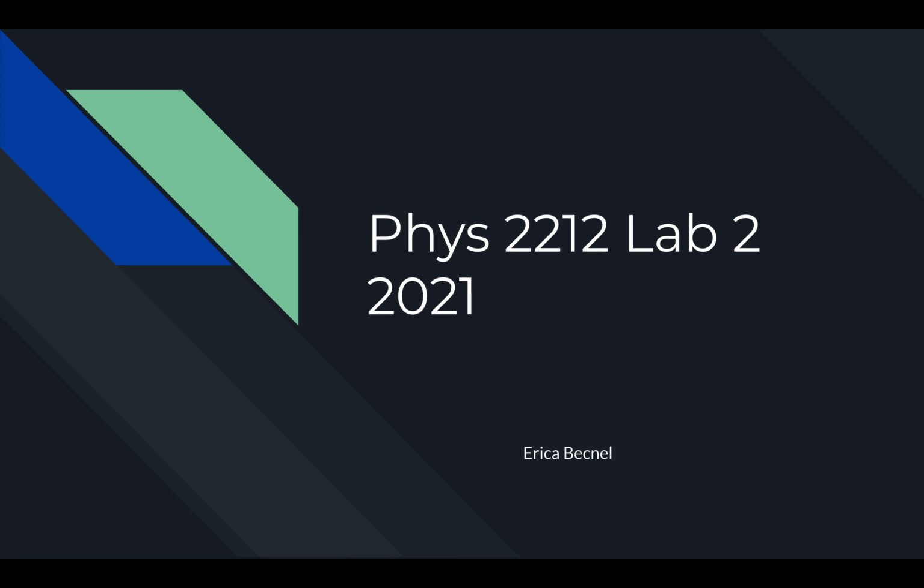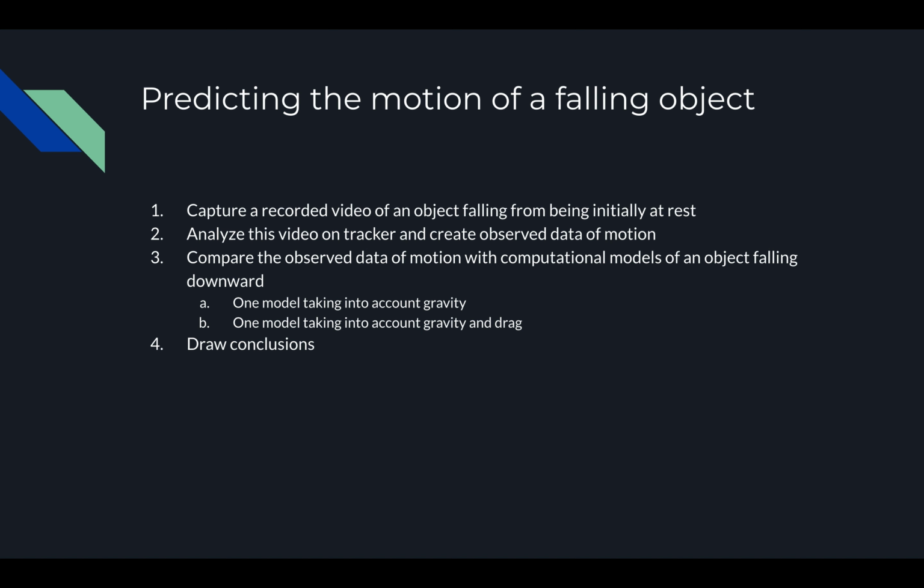Lab 2 of Physics 2012 for the spring semester of 2021. To begin the lab, I first obtained a video of me dropping a can, uploaded this video into Tracker, and created a graph that observes the motion of the falling object.